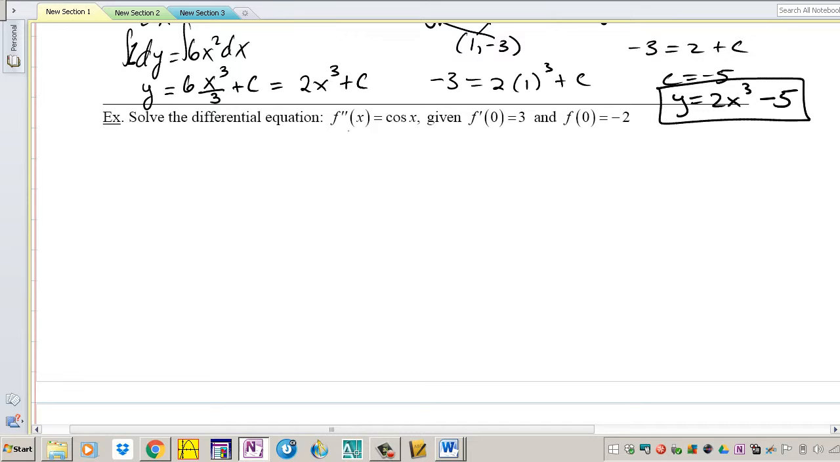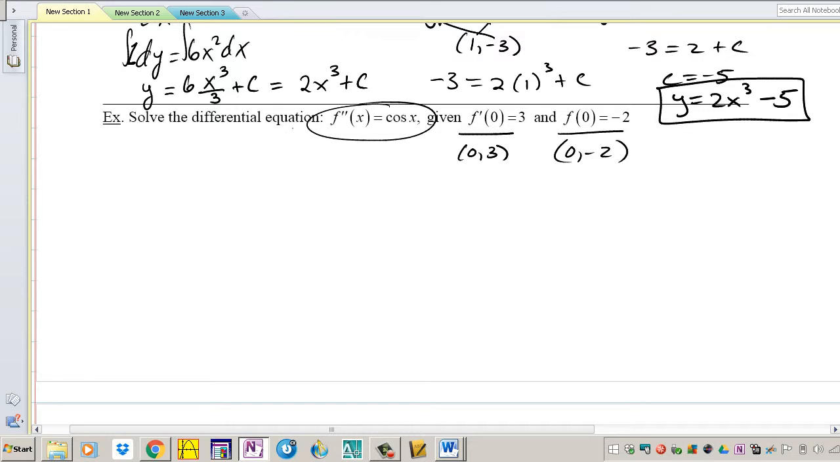Solve the differential equation f double prime of x is equal to cosine x, given that the initial condition for the derivative is (0, 3). This is for the derivative. And then the initial condition for the function is (0, -2). Now, here's the tricky part. We have a second derivative. No matter, we're still going to go ahead and solve for y. So that means we have to repeat what we did in the previous problem twice.